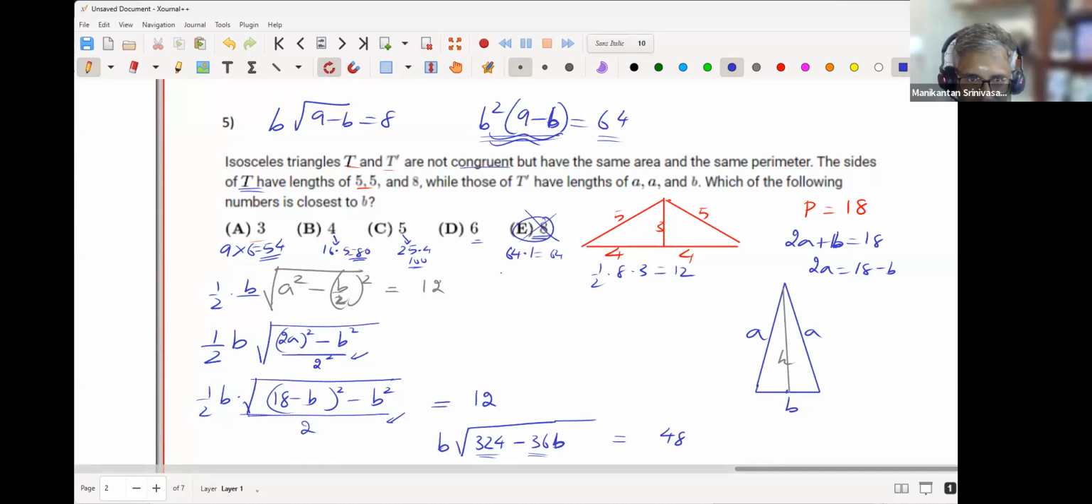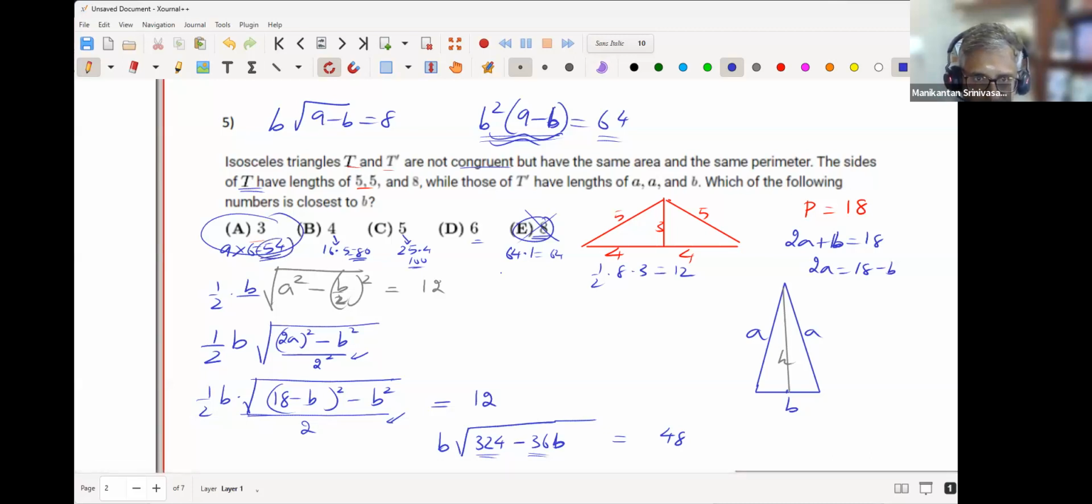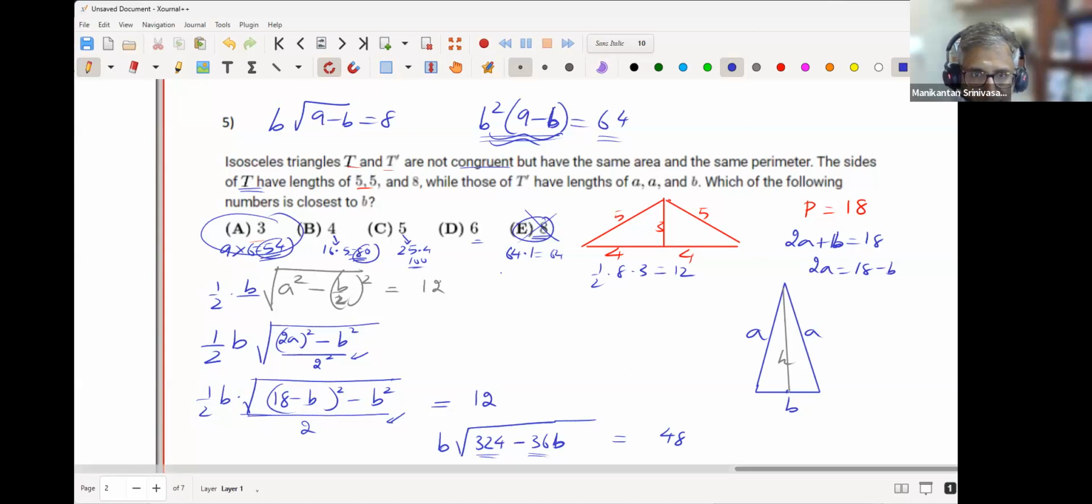And the closest one, therefore, is 3, right? So looking at the pattern, it will be somewhat between 3 and 4 because it's 54 here and it's 80 here, and my target is 64. But you don't need the exact value, right? Maybe around 3.2, but definitely closer to 3 than to 4. So some bit of approximation by hand is needed there.